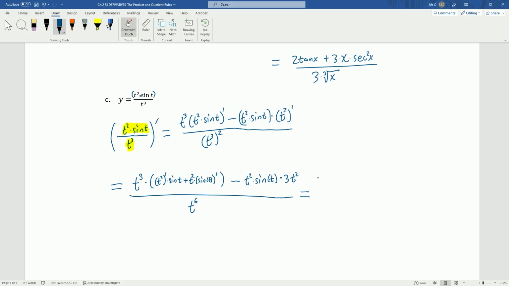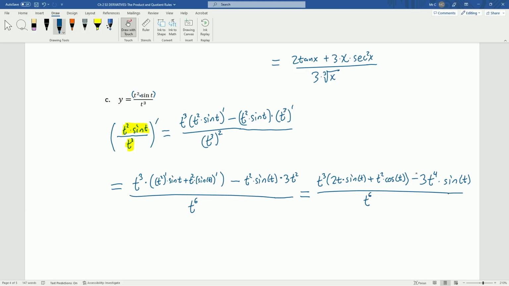Okay, so let's go ahead and simplify this further, take a few more derivatives. Now inside this product, we get the derivative of t squared is 2t times sine of t plus t squared times cosine of t minus, and I'm going to put the 3 in front, t squared times t squared is t to the fourth times sine of t. All over t to the sixth.